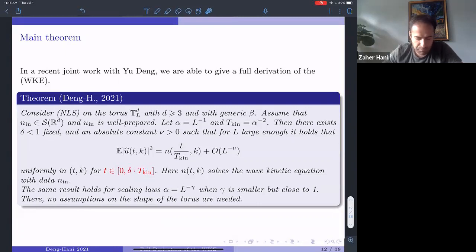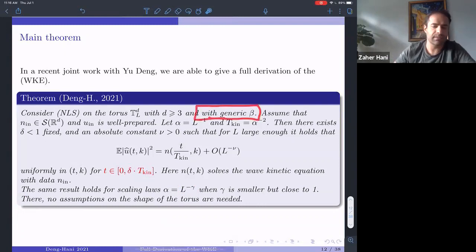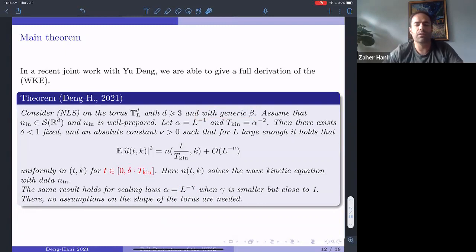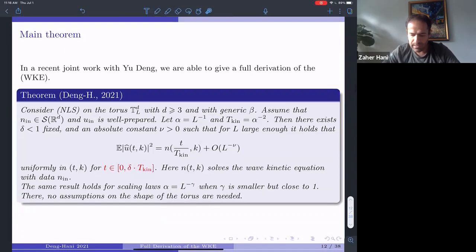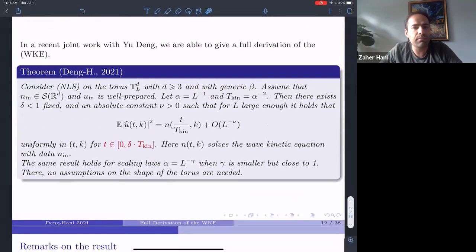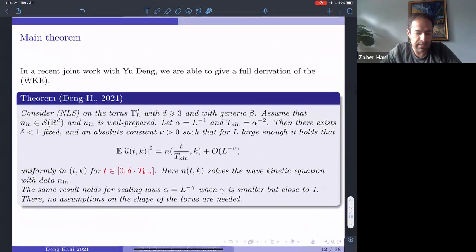All right, and another key remark that I want to emphasize again is that the same results hold for scaling laws of the form alpha equals L to the minus gamma, when gamma is smaller than 1 but sufficiently close to 1. And in that case, we don't need this genericity assumption on the torus. That holds for any shape of the torus that you take, including the rational torus. Okay, so this is the theorem that I would like to discuss today, and start setting up its proof and discuss some of the elements of the proof.